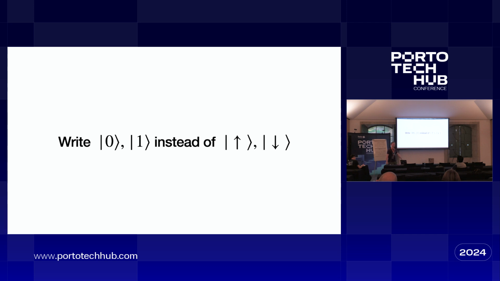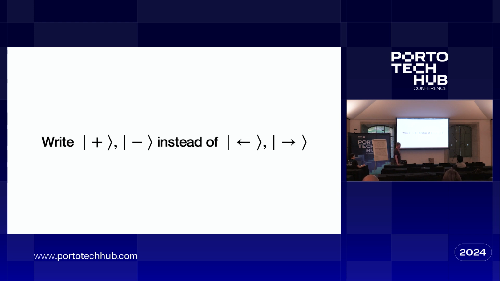Now we're going to do another change in notation. Instead of writing up and down, we're going to write 0 and 1. And you now have permission to call this a qubit. We're going to call these states left and right. Left and right was a super ugly notation, but we're going to call them plus and minus as God intended.